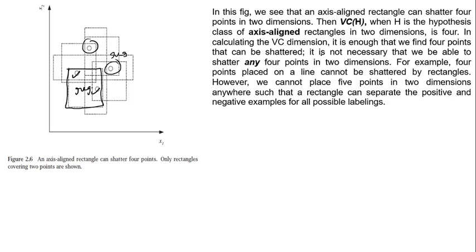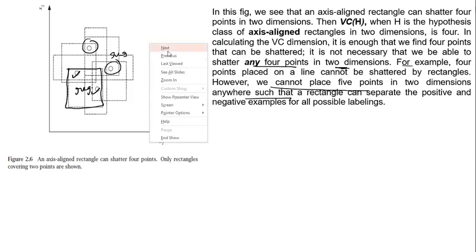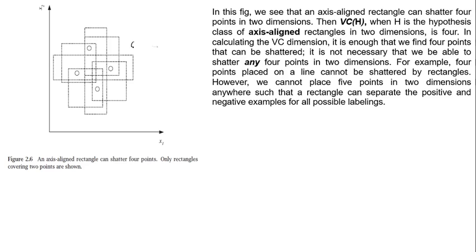So it is not necessary that we will be able to shatter any 4 points in 2 dimensions. That is also a case. For example, 4 points placed on a line cannot be shattered by a rectangle. However, we cannot place 5 points in 2 dimensions anywhere such that a rectangle can separate them. So if I increase another point, from 4 to 5, then it will be difficult for a rectangle to shatter these 5 points.